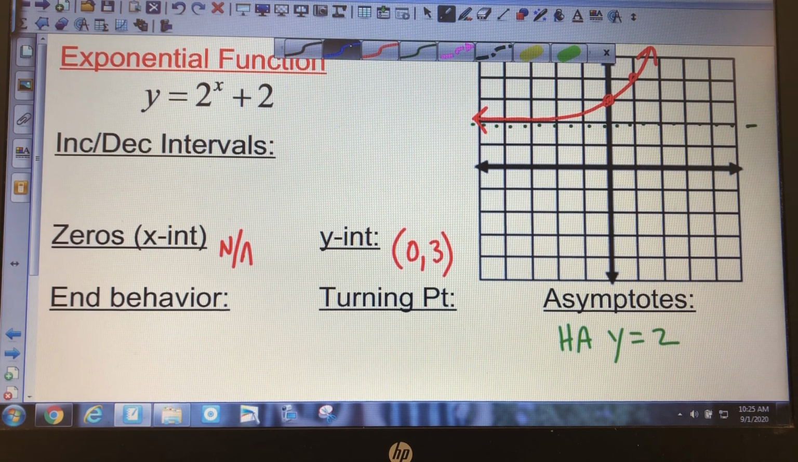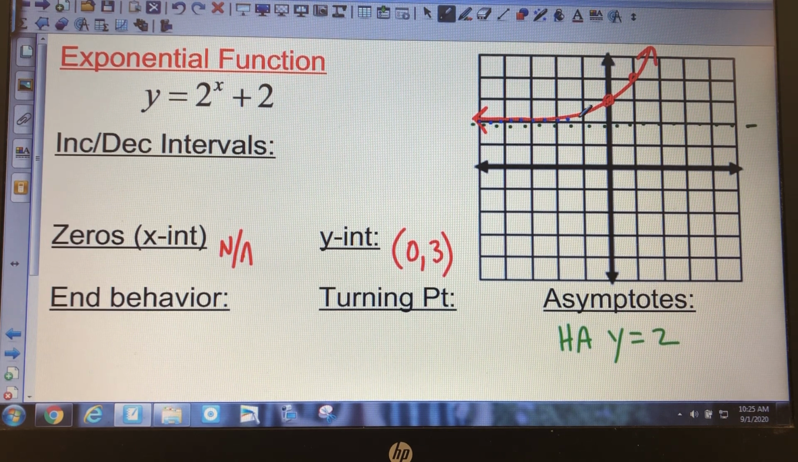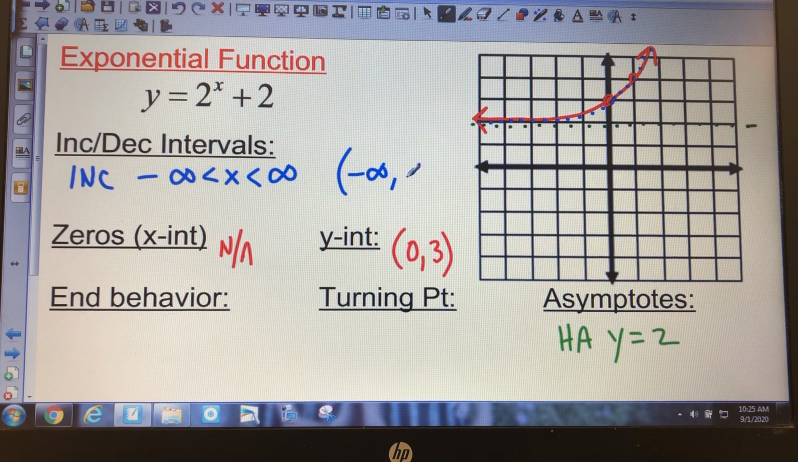If we take a walk on this graph from left to right, we're going uphill. Okay, so we are increasing the whole way. Think of your domain. The domain would be x such that x is an element of all reals. So from -infinity to infinity, we're increasing. We never turn and go downhill, so there is no turning point on an exponential graph.